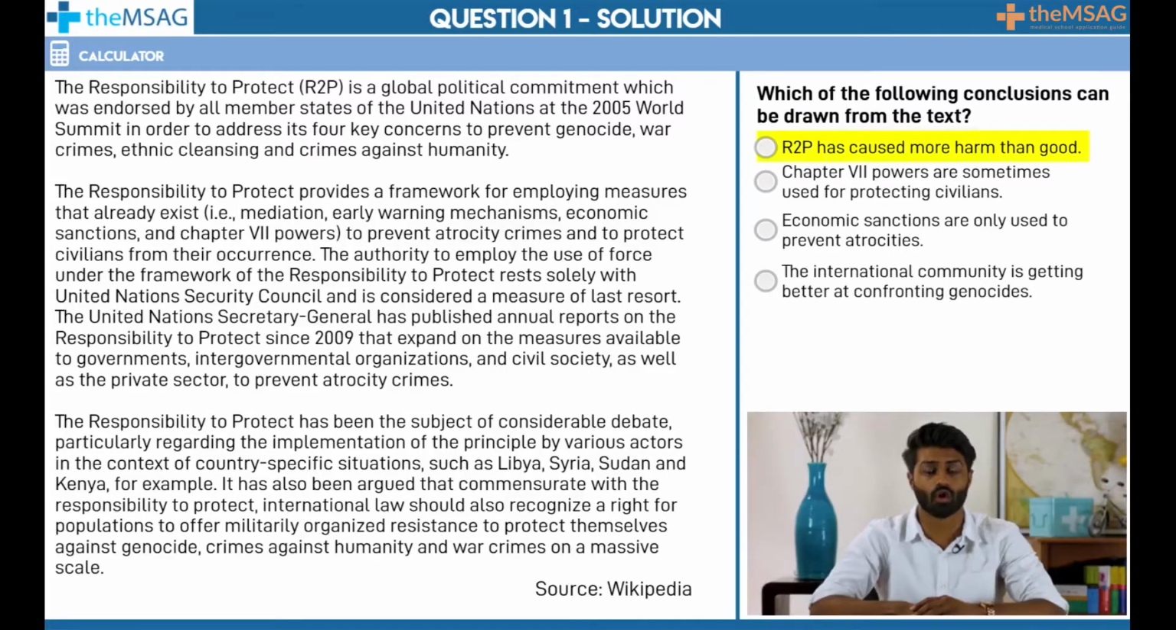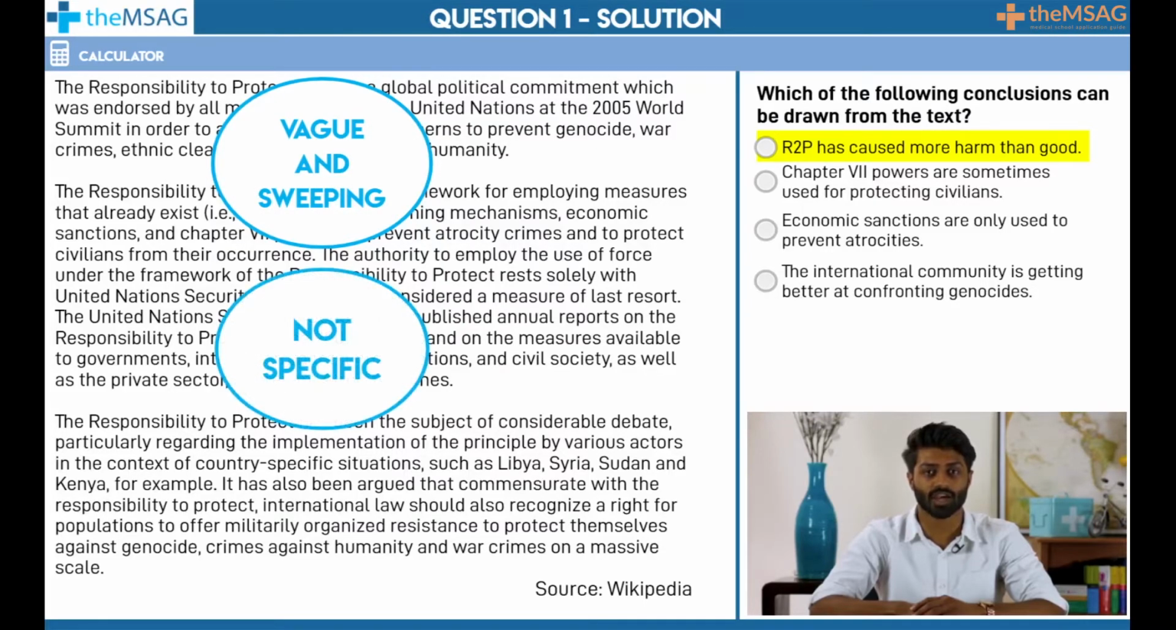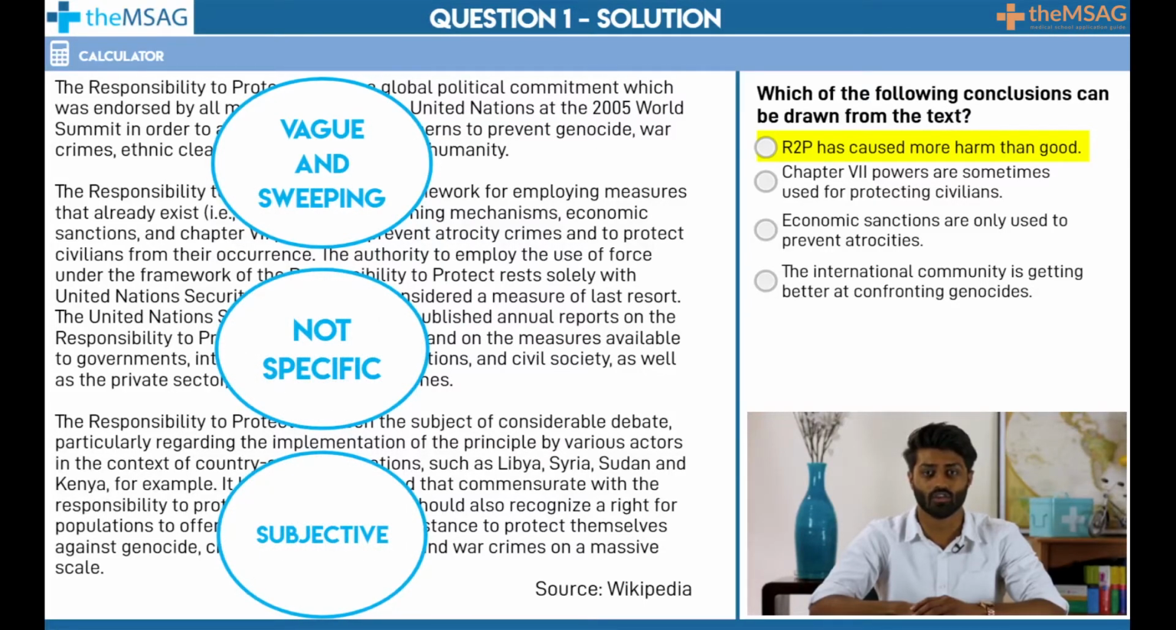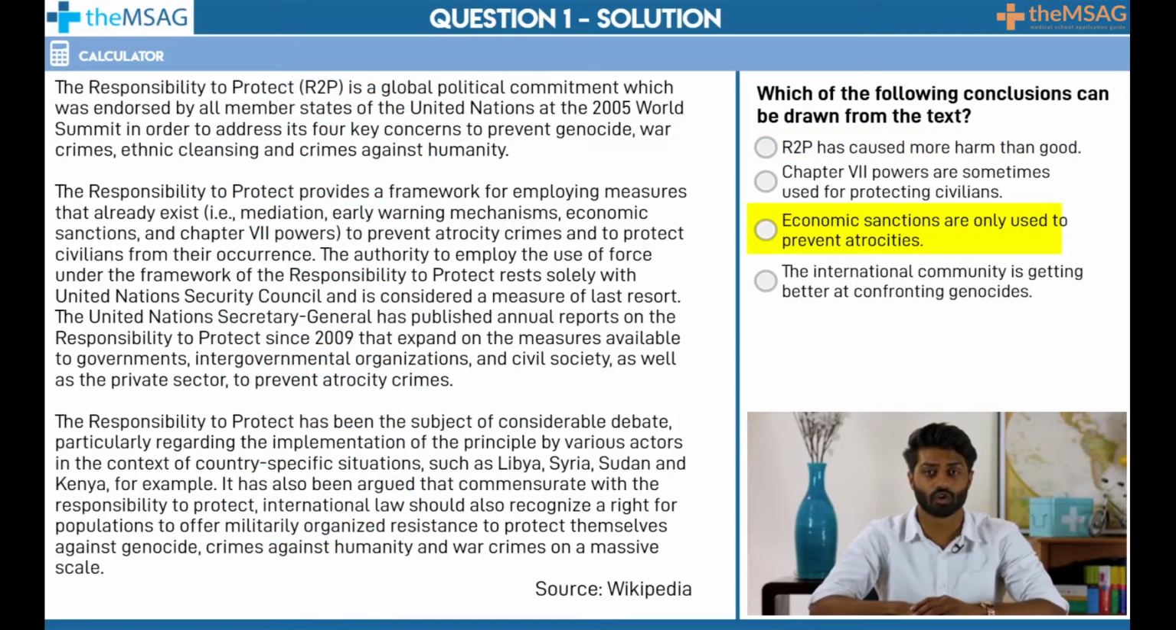R2P has caused more harm than good. This statement is vague and sweeping. The words harm and good are not terribly specific. It is also subjective and depends on your opinion. Not a great answer to guess. Economic sanctions are only used to prevent atrocities. This answer employs the strict qualifier only. Common sense might suggest that economic sanctions might also be used for economic reasons, not just to prevent atrocities.